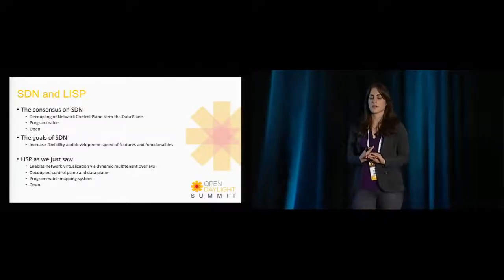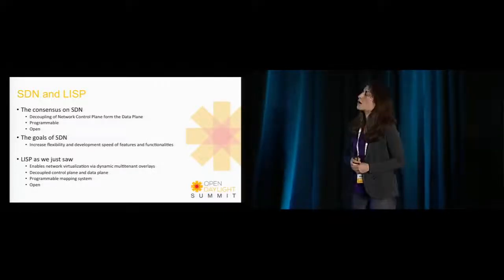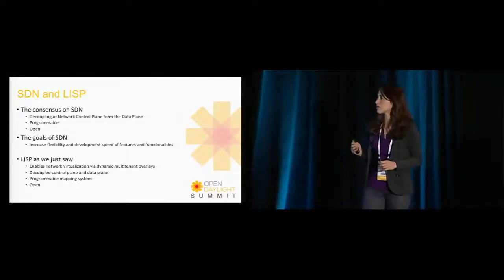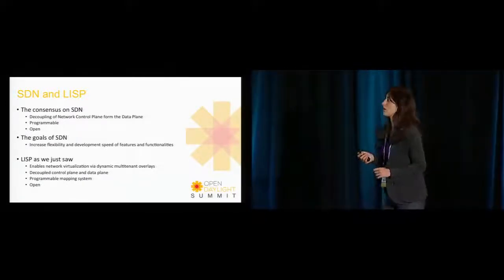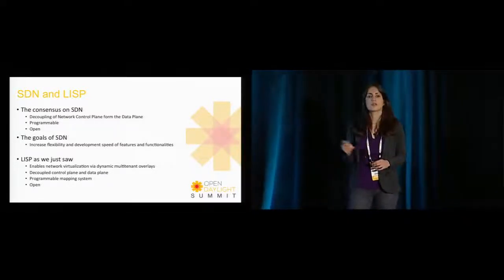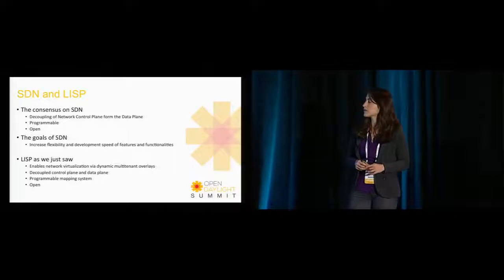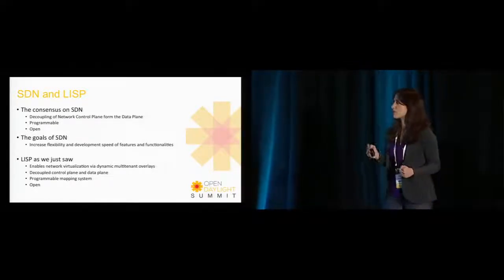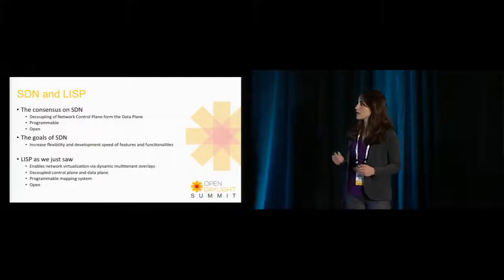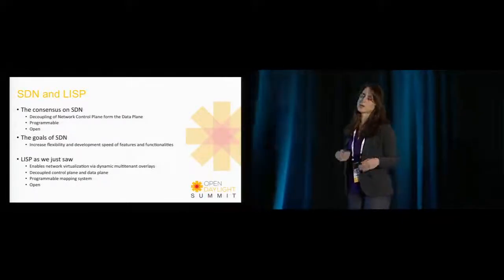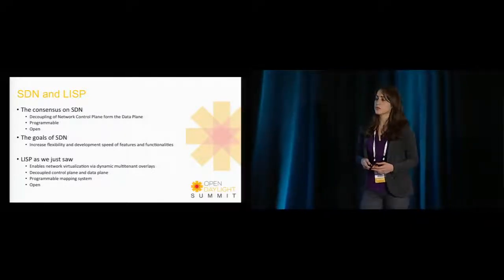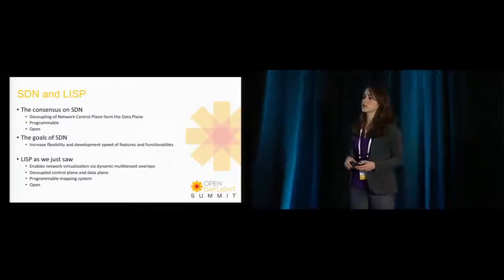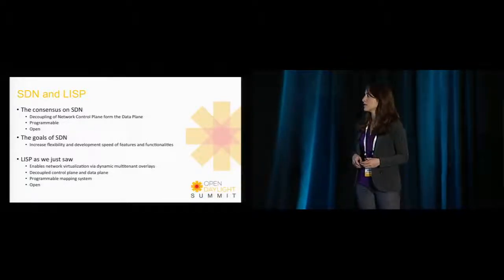So these are the three properties that I think the SDN community agrees on that would define, or at least be the common denominator for an SDN supported network. And these are all properties to reach the goal of increasing flexibility and development speed for adding features and functionalities into the network. Now, as we just took a look at the overview of LISP, it has a separation between a control plane and a data plane. And it has an encapsulation-based, multi-tenant data plane, which can provide network virtualization with support of multi-tenancy.